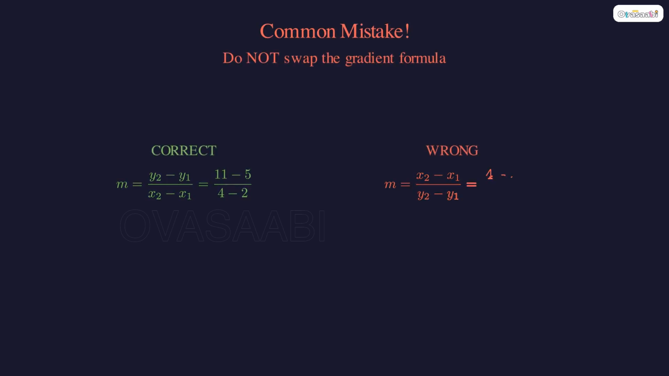Common mistake. Many students swap the gradient formula and put x values on top. Remember, gradient is rise over run. y values on top, x values on the bottom. Never swap them.